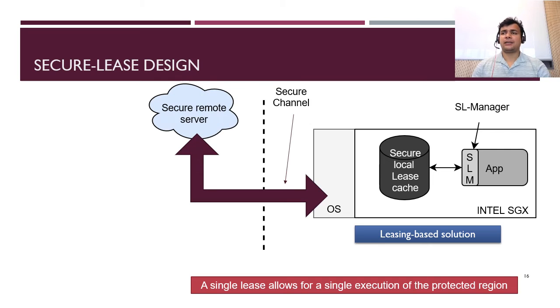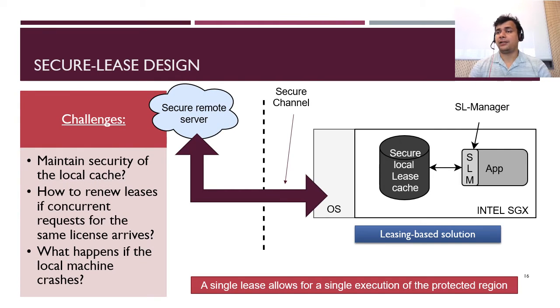This solves many challenges, like contacting the remote server every time while the application is executing, and the local cache can actually serve even if the remote server is not reachable, as long as it has populated leases in the local cache. But at the same time, there are certain challenges associated with this design.